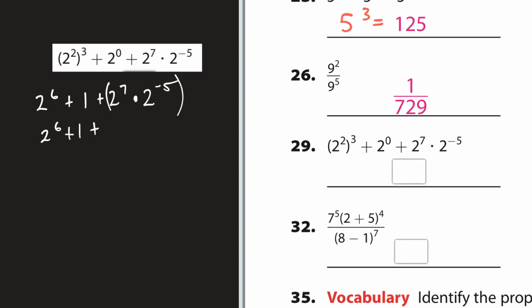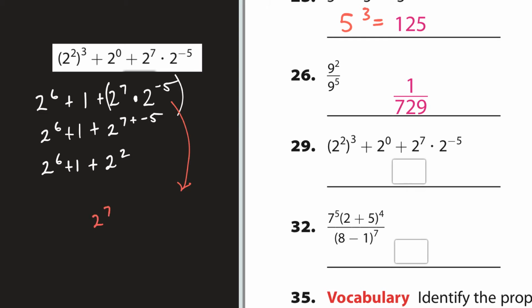Well, what you could do is you could just add these two together. 2 to the 7 plus negative 5. You can add those up. And I end up with 2 to the 6 plus 1 plus 2 to the second. Now, hold on a minute. Why am I allowed to just add those together? I'd like to explain that. As I have, I'll do this in a separate color here, that right there.